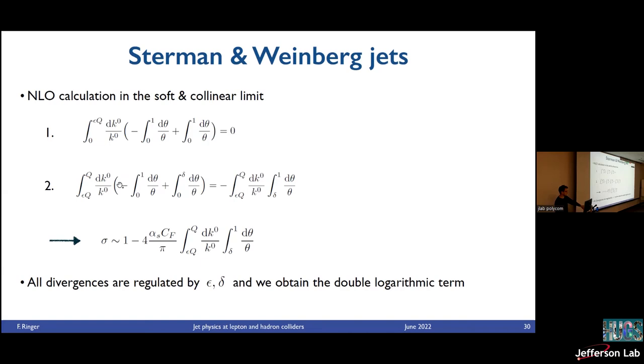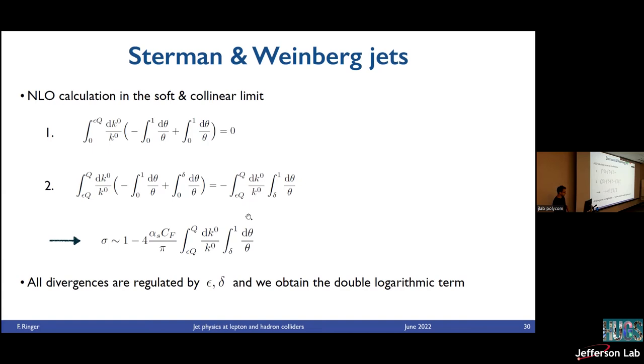In this case, this is what I would refer to as the soft and collinear limit. You can see that there could be divergences. If I take the limit of theta to zero and the limit of the energy of the gluon to zero, then both of these terms, or either of them, would be divergent. What happens now is that we have these additional parameters, epsilon and delta, and they make sure that these values don't go to zero. Otherwise, that integral would be divergent.